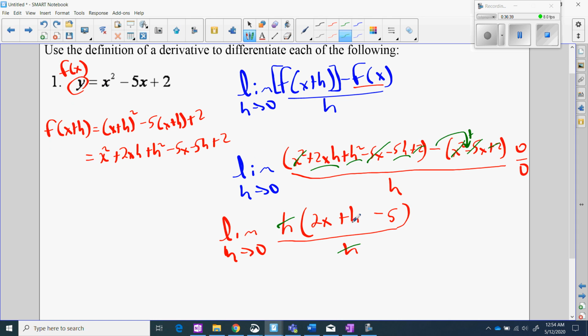Here's h, right? That says here h is going to 0. And by making that go to 0 now, because these are crossed out, that's no problem. And you're now ready to write out what is called the derivative. So because it's y, I'll write it as y prime. The derivative would be 2x minus 5. That's the derivative of this function.